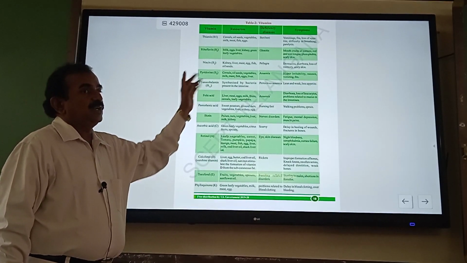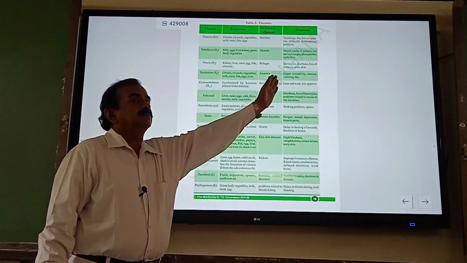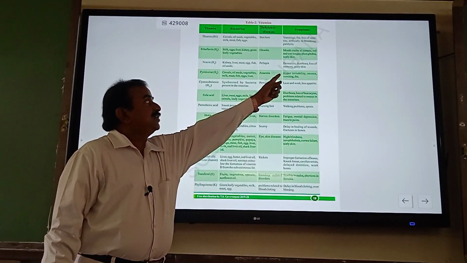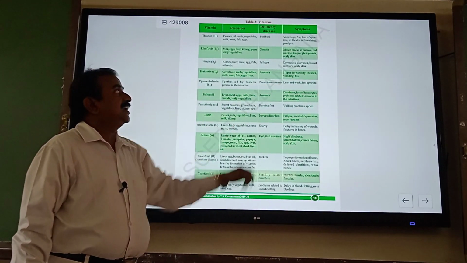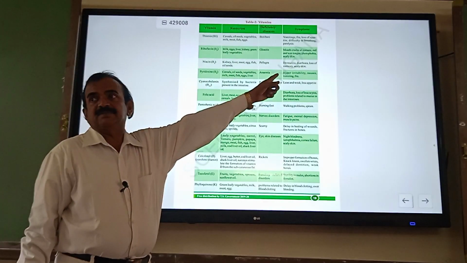Niacin. So resources are given. And the disease is what? Pellagra. And what do you see? Symptoms: dermatitis, diarrhea, loss of memory. So those are the symptoms.